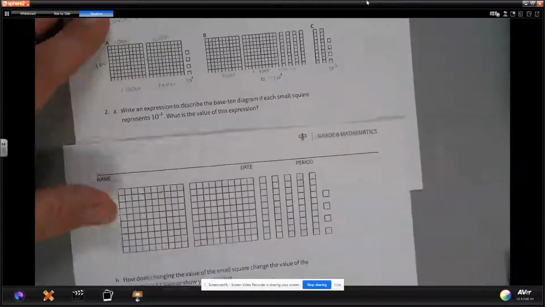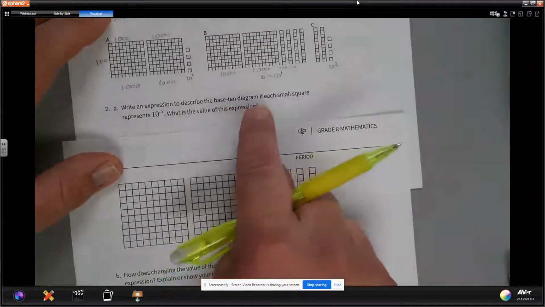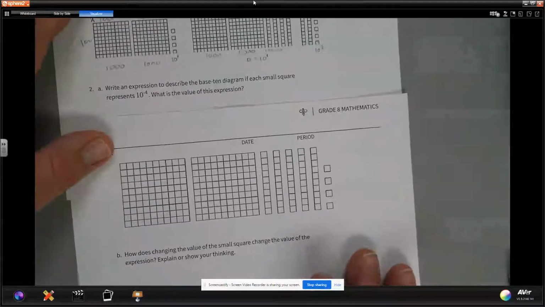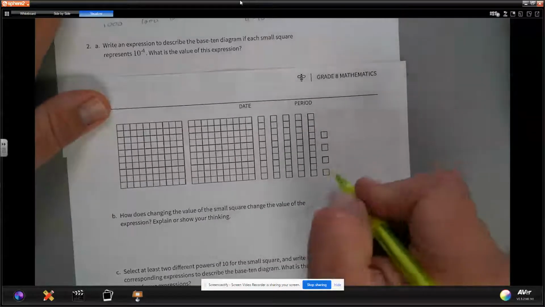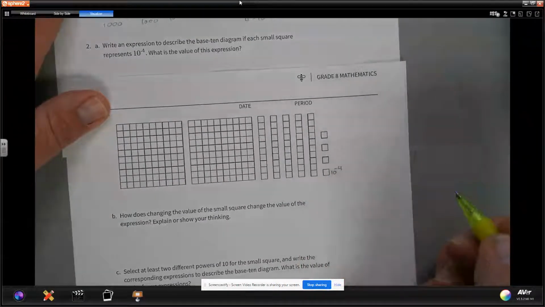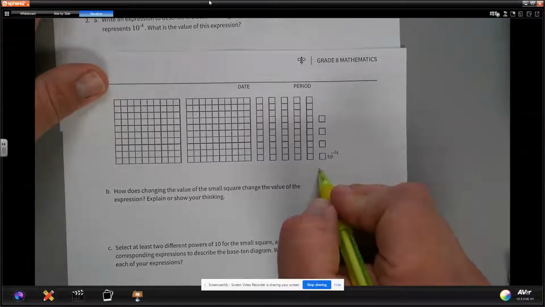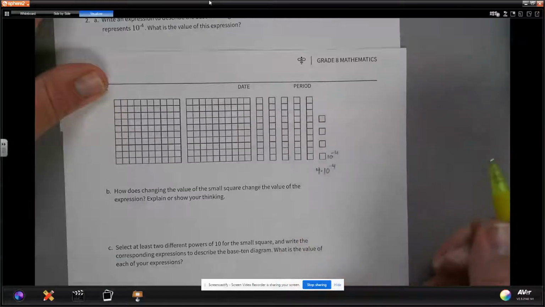Here's number 2. It says, write an expression to describe the base 10 diagram. Each small square represents 10 to the negative fourth. What would the value of this expression be? So we're saying this is 10 to the negative fourth power for each of these little blocks. What we can see right here is we have 4 of those values. So 4 times 10 to the negative fourth.